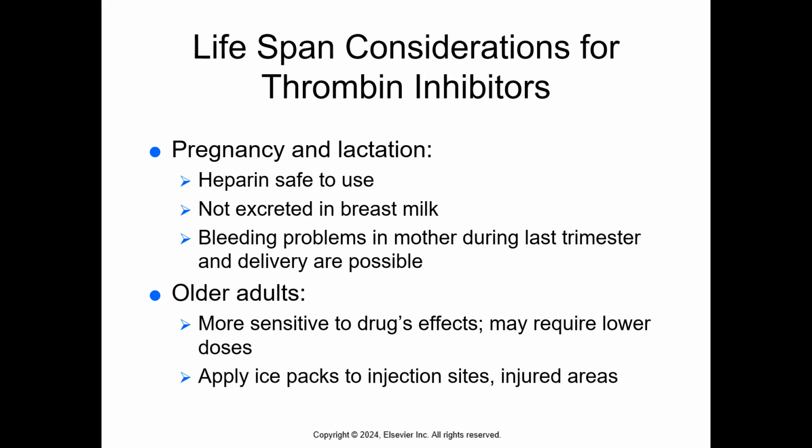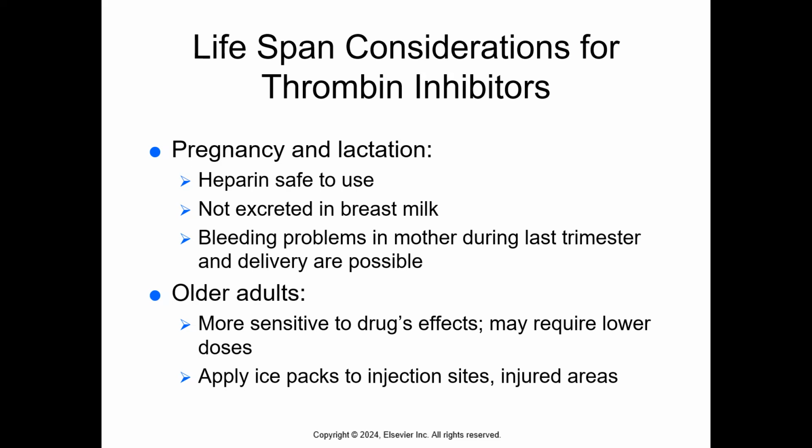So heparin is safe to use with pregnancy and breastfeeding. Heparin is actually the drug of choice when we're talking about pregnancy and breastfeeding. It's just important to note that bleeding problems in mom during the last trimester and during delivery are possible, but you're not going to be dosing this on your own, right? This is going to be a hospital setting with close monitoring. Older adults are more sensitive to the drug's effects, so they might need lower doses. Teach older adults to immediately apply cold compresses or ice packs to an injured area to reduce bruising and bleeding if they're on any medications that they're going to be taking at home.